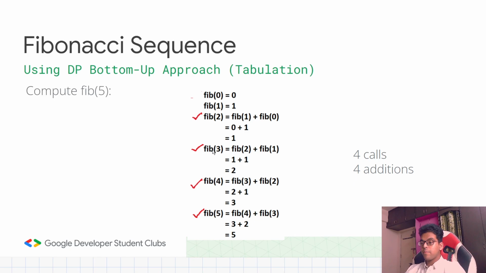Similarly, then we compute Fibonacci of 3, which according to the recurrence relation is Fibonacci of 2 and 1, 1 being already stored in the DP array, and Fibonacci 2 has already been calculated in the previous step and stored in the cache, the DP array. And similarly, Fibonacci of 4, Fibonacci of 5, the final answer is computed. Notice over here the red tick marks highlight the function calls, which in this case is only 1, and the number of basic operations executed is 4, which is the number of additions.